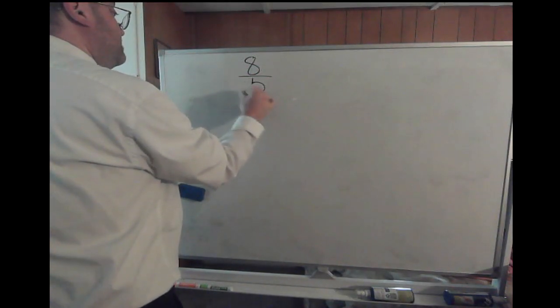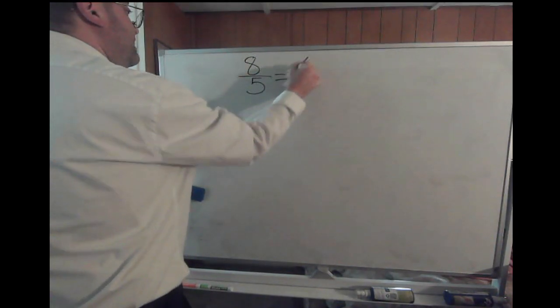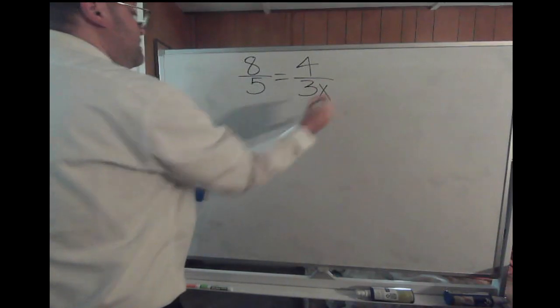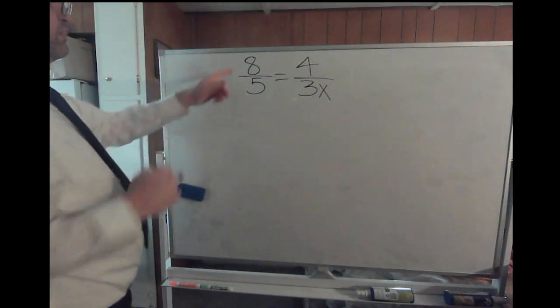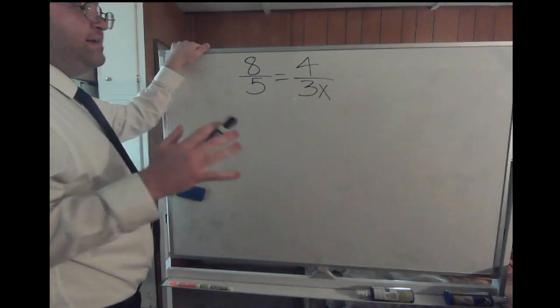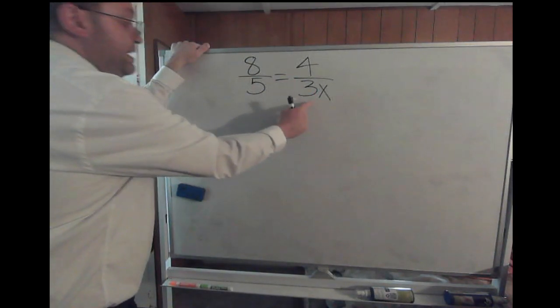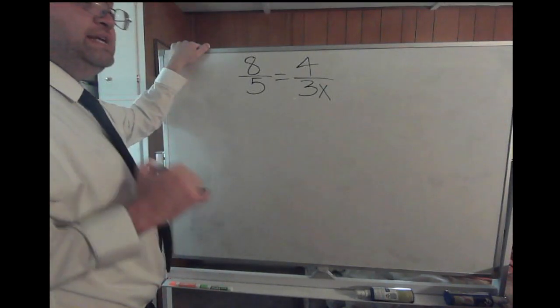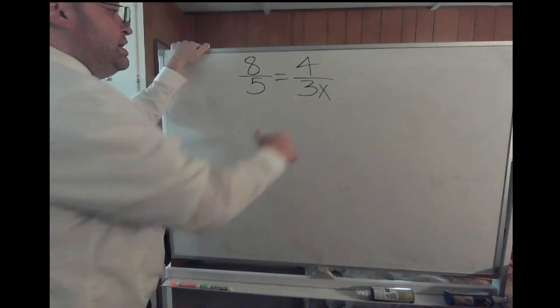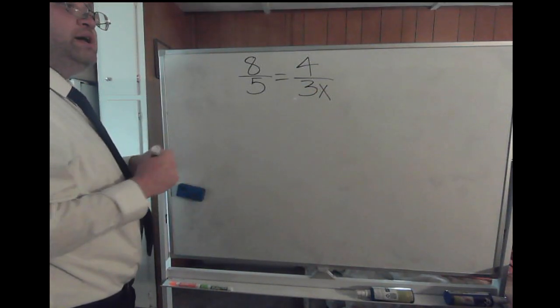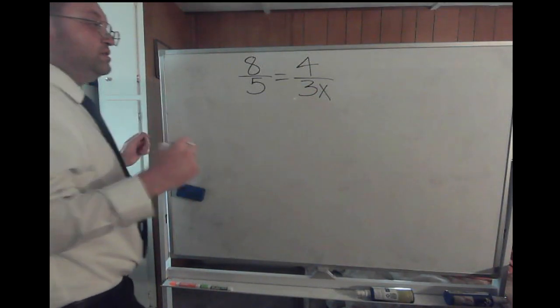Alright, now this is a little bit different. We have 8 over 5 equals 4 over 3x. Well, we have the variable in the denominator. Whenever you have a variable in the denominator, the value of the variable cannot equal 0. Otherwise, you will get an undefined result.